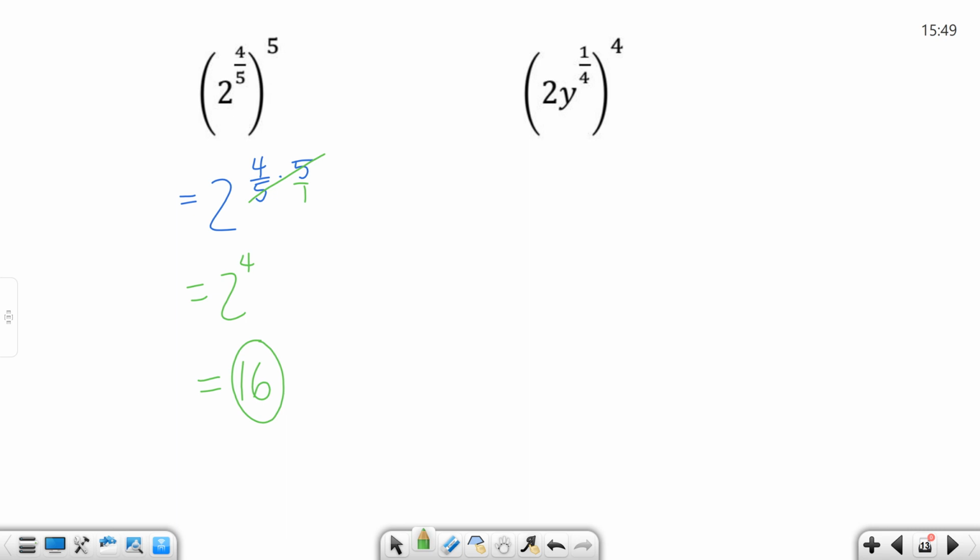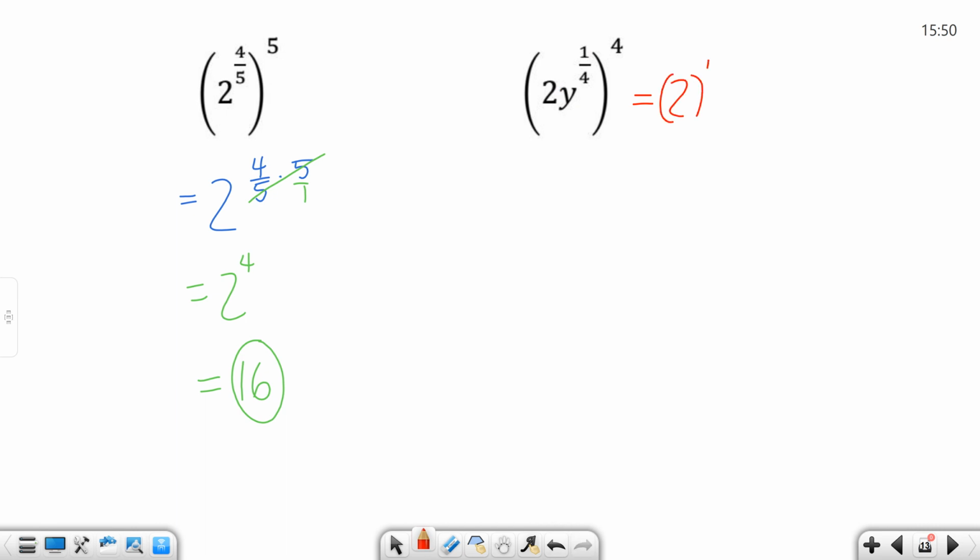So 2y to the 1/4, all to the 4th power for the next one. Here, see on this one we had one factor. Here we have 2 and we have y. We have 2 factors. Anytime you have multiple factors raised to a power, as long as it's one term, if this was 2 plus, you couldn't do this, but it's not.